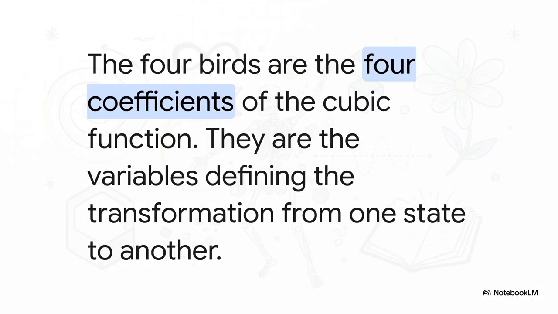And here it is. This is the crucial insight. The 4 birds aren't just animals in a story. In this model, they represent the 4 essential components of that cubic function: the A, B, C, and D. They are the state variables that define the entire process of transformation.